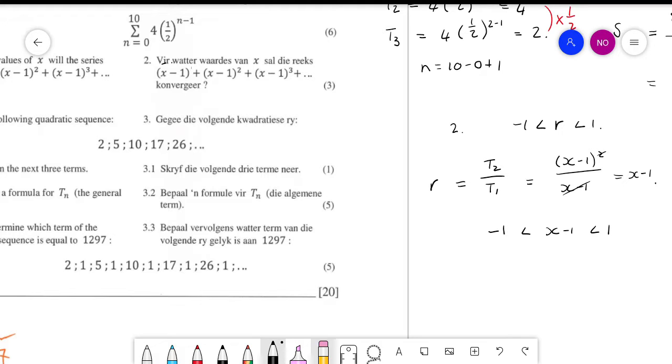Hierdie is altyd vir my weird om te doen. So ek dink ek het dit al vir julle gewys. How do we get rid of the minus 1 there? You plus 1, right? So you do it everywhere. Hierdie is 'n bietjie, ek weet julle is baie keer 'n bietjie weird.